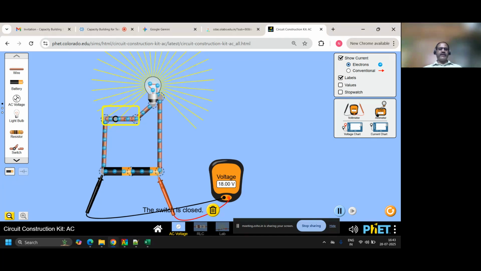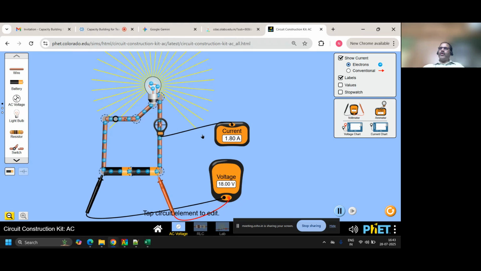Now I want to measure the current passing through this circuit. I take this ammeter and connect it here. Now it says 1.8 amperes. Voltage is 18 volts. Current is 1.8. You know Ohm's law: V by I is equal to R, resistance.